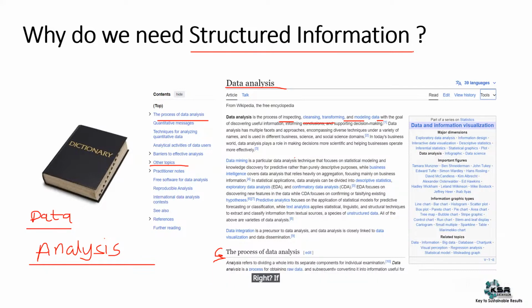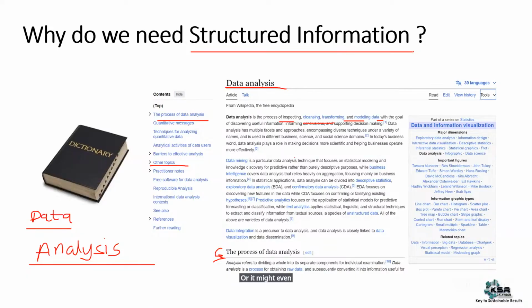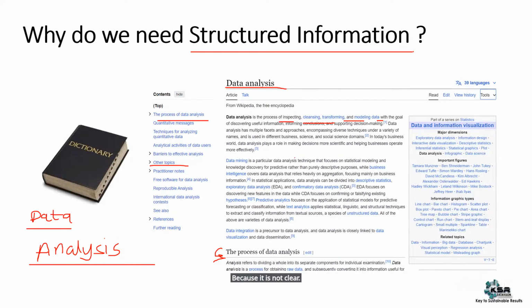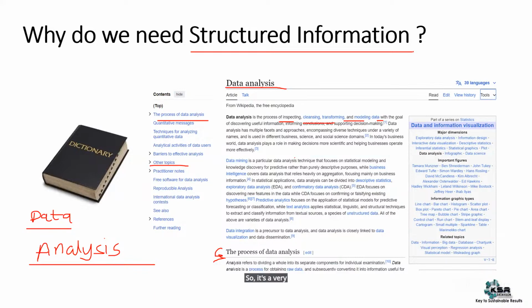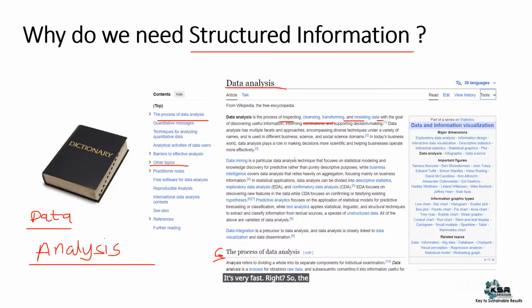If the information is not correctly structured, it might even take one day, even if you know how to communicate with that database, or it might even take 1 week, or even 1 year to get a particular piece of information from that database, because it is not clearly structured. You have to write multiple requirements, multiple filter conditions, and go back and see where that information is kept and what you are trying to fetch. So it's a very long process. If it's clearly structured, you can easily fetch that information. It's very fast, right? So the need of structured information is equally important.